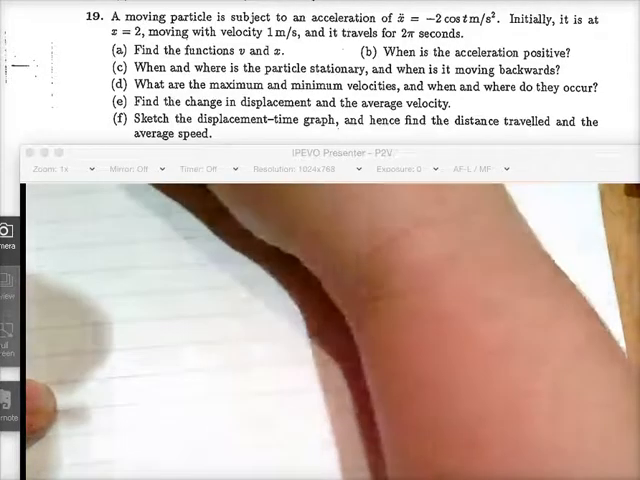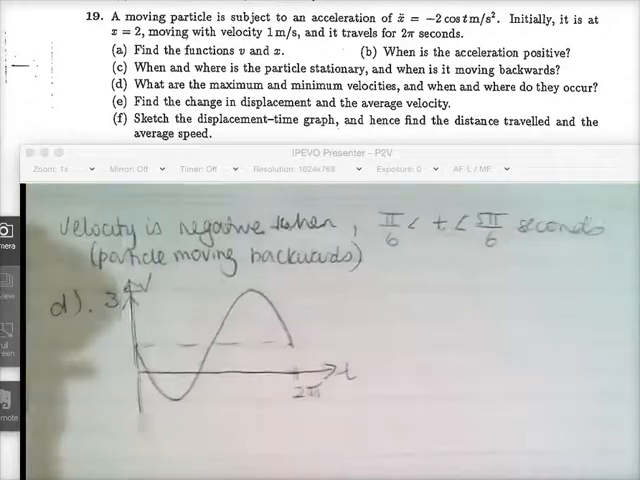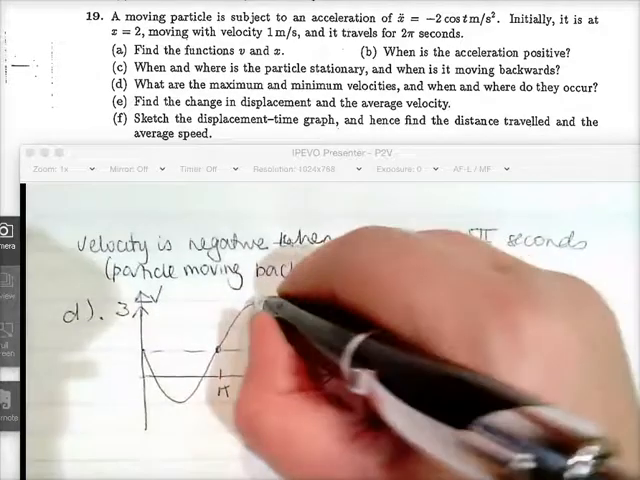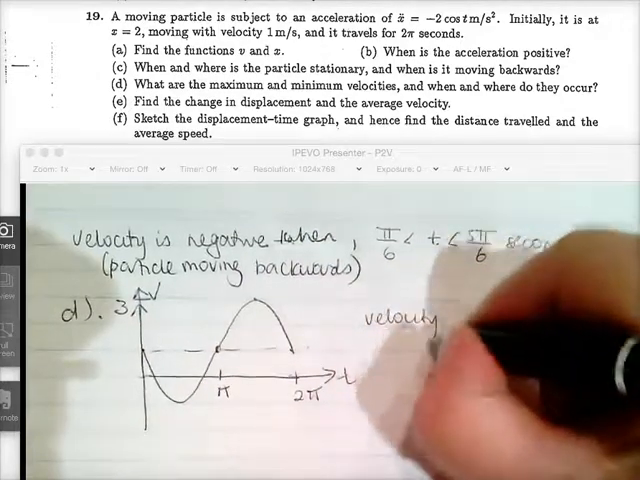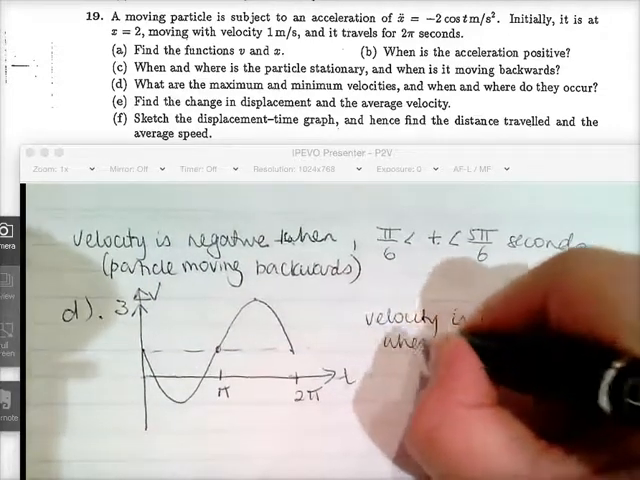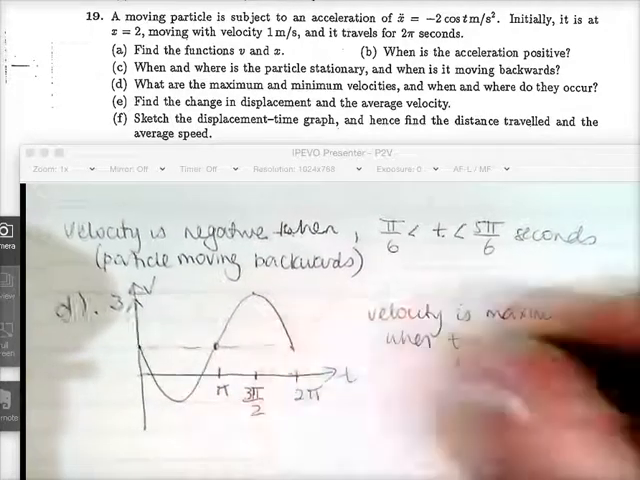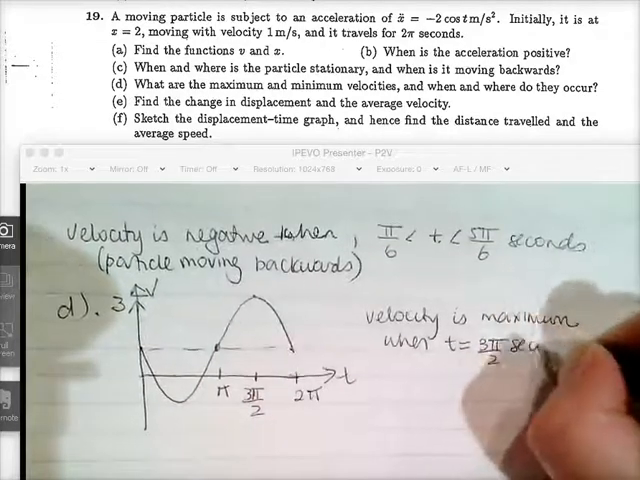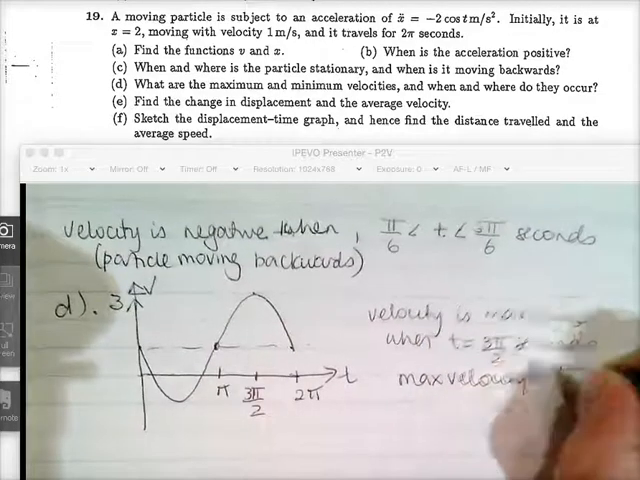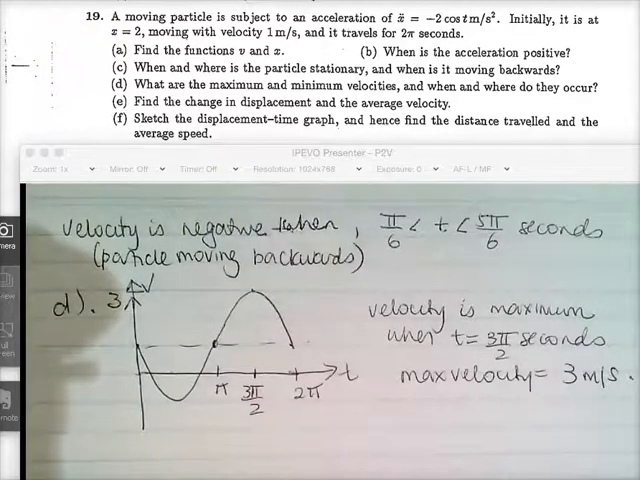And that's 3, and that's v. That's time, and you can't see what I'm doing. 2 pi, here is pi. Velocity is maximum up here. So the velocity is maximum when t equals 3 pi on 2 seconds. And the maximum velocity is 3 meters per second. So maximum velocity is 3 meters per second when time is 3 pi on 2 seconds.